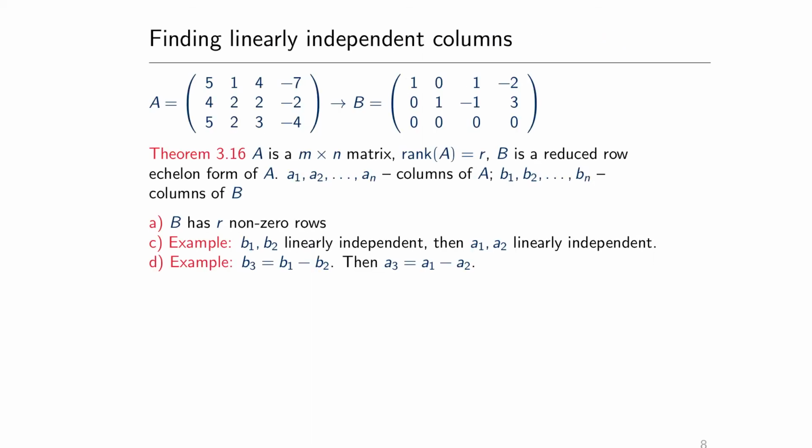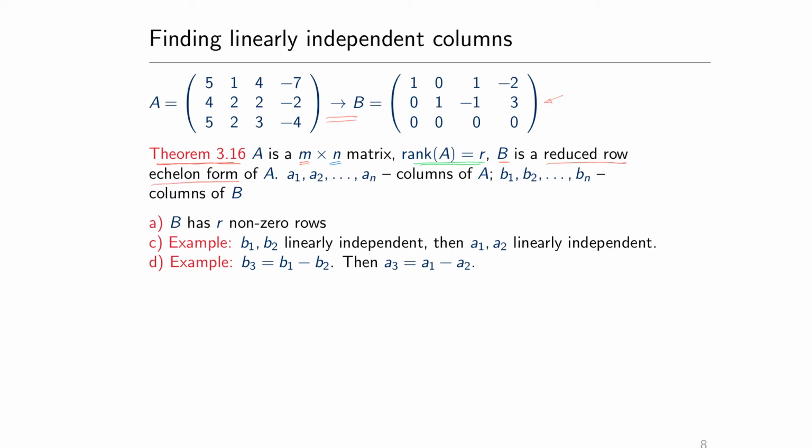Here is again my matrix, and using elementary row operations, I have transformed it to this row-reduced echelon form. And now there is definitely a relationship between how columns of B are related to each other and the columns of A are related to each other. And this result is established in this theorem 3.16. The theorem is as follows. It says we have a matrix M by N, so we have N columns, and also we know that the rank of A is R. And also we know that B is a reduced row echelon form of A.